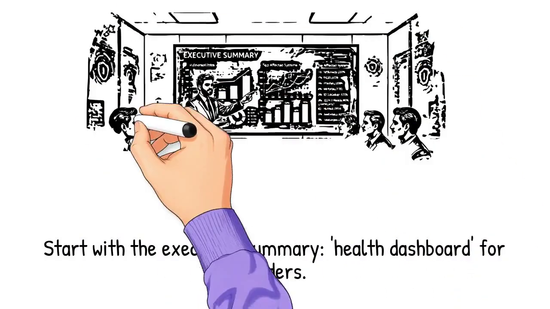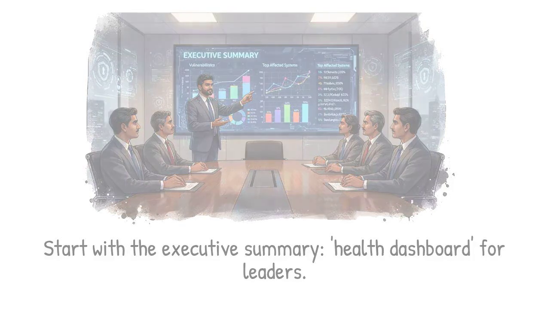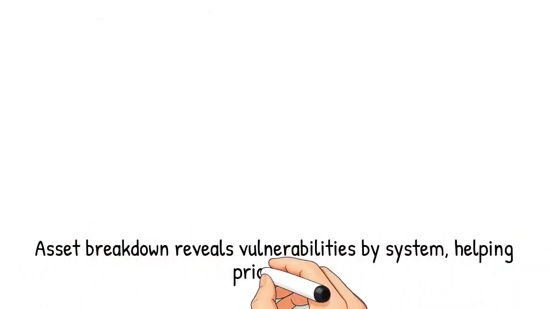1. Executive summary, the bird's eye view. This section is designed for leadership: CISOs, CTOs, managers. It summarizes total vulnerabilities, critical, high, medium, and low counts, trend comparison with previous scans, overall risk posture, and top affected systems. Think of it as the health dashboard of your entire digital environment.